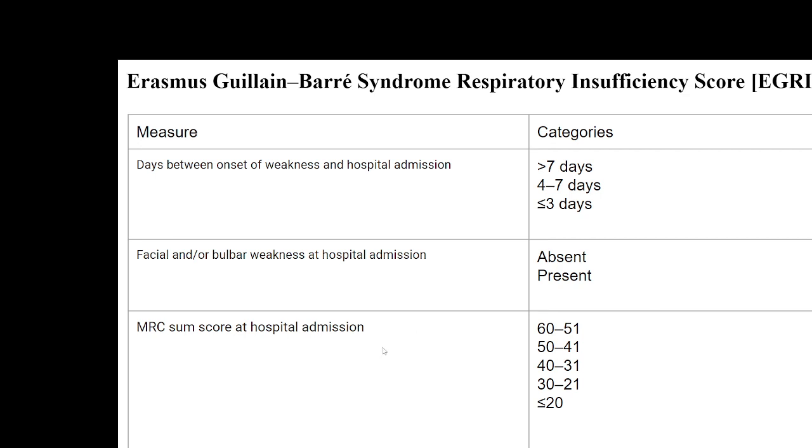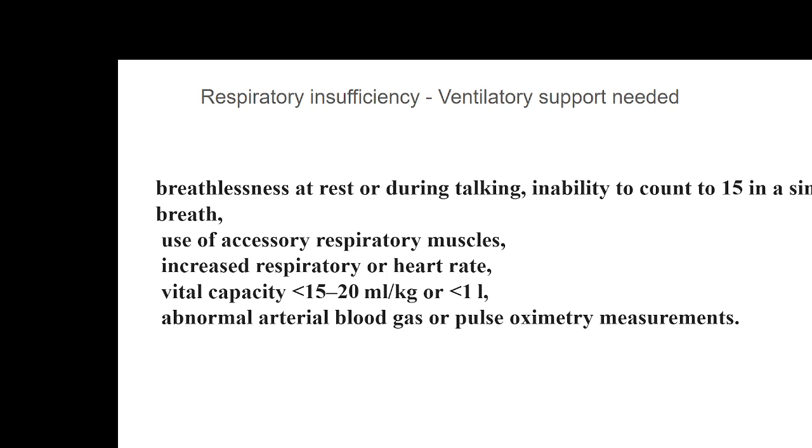And the MRC score, which we discussed initially, the muscle power score, is another factor. If it is between 60 to 51, it's 0. If it is less than 20, the score will be 4. A score of more than 4 essentially requires ICU admission, and such patients have to be treated in the ICU till the patient shows signs of recovery.